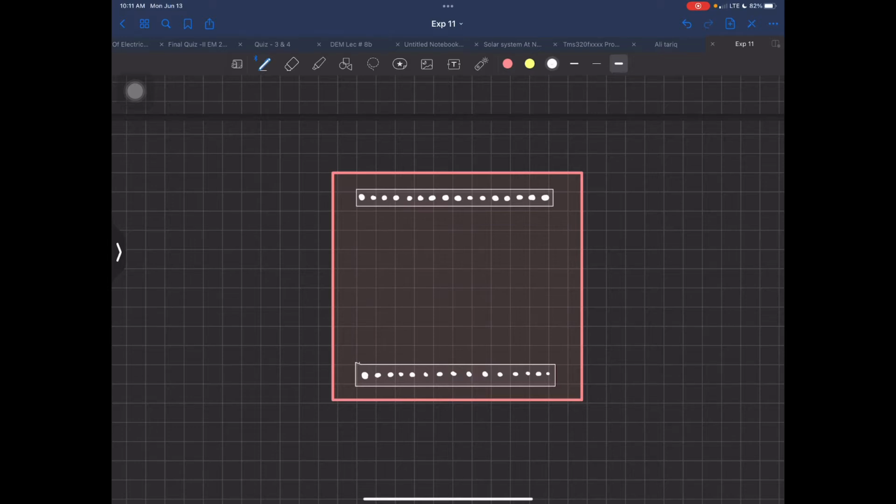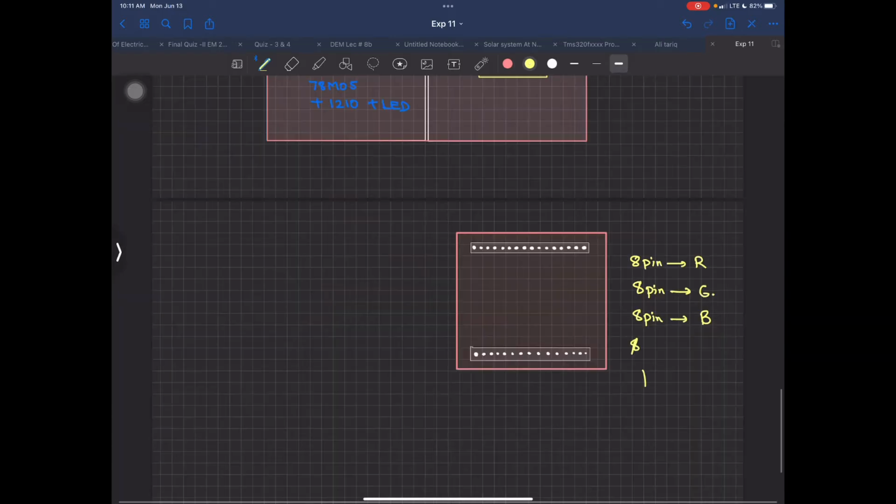But there is going to be, in this one, an 8-pin male header for red color. There is going to be an 8-pin header for green color. There is going to be an 8-pin male header for blue color, for one RGB. And there is going to be an 8-pin for the transistors which are supplying the power. It was like this, if you remember it.